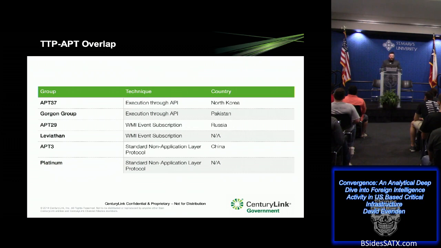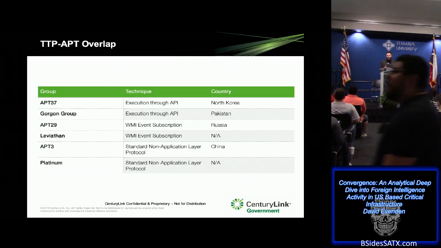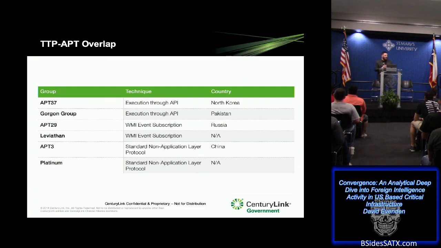So execution through API is being used by APT37, which is North Korea, and Pakistan. Kind of a fairly difficult technique to use. And so how in the world is Pakistan using it? Like, who are they learning from? Who are they getting this information from? So on and so forth.